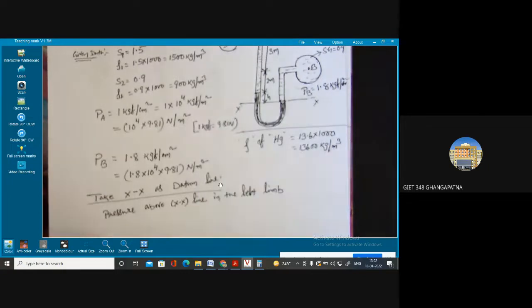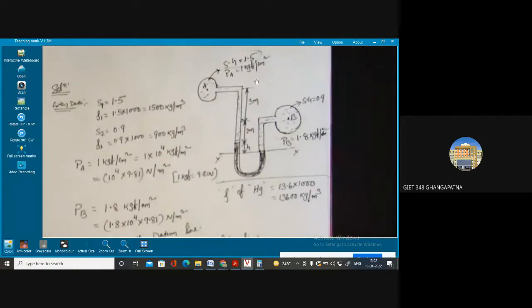Now, who will say what is the pressure above the XX line? I'm talking about this. Please see carefully. In the left limb, what are the things you find? Which liquid do you find? One is this liquid, which is having specific gravity 1.5, or not? Yes, sir. And there is one more here. What is this, which is above this in the left side? Mercury, or not? Mercury. Yes.